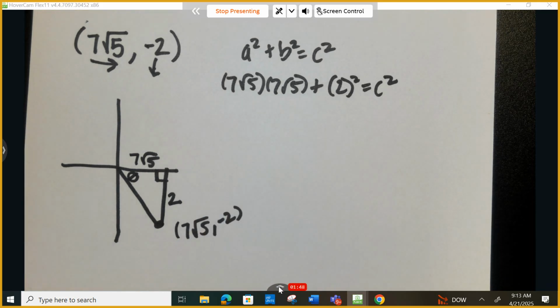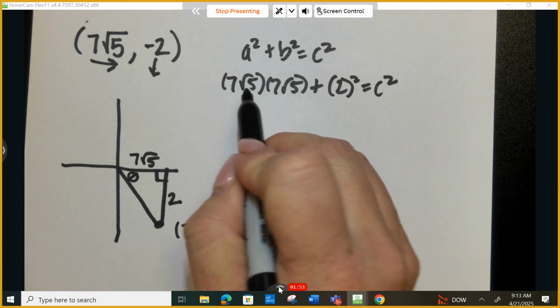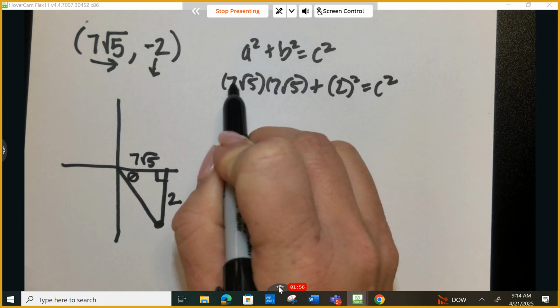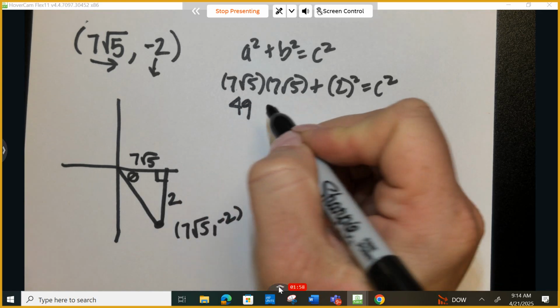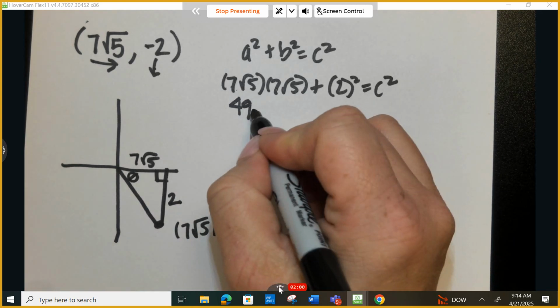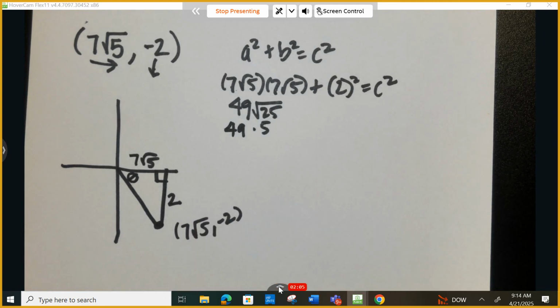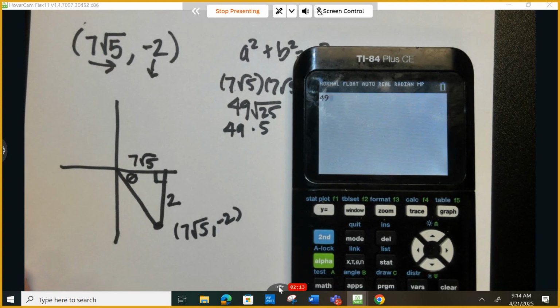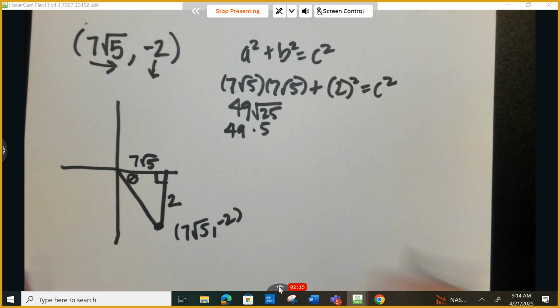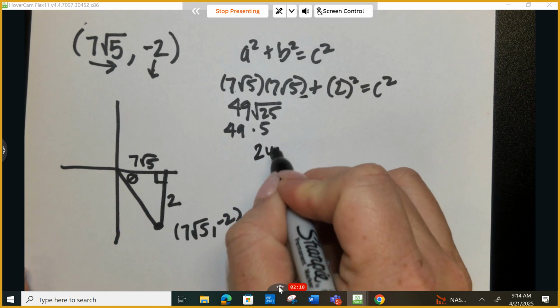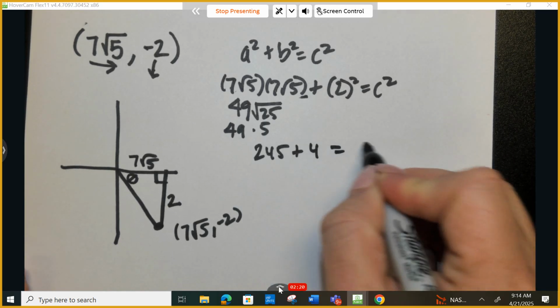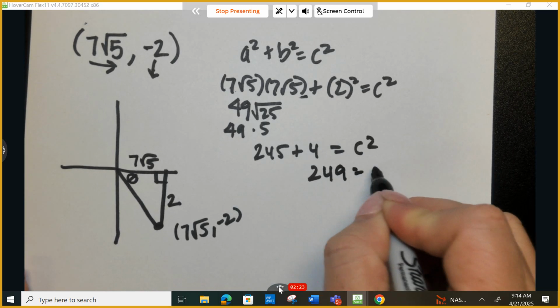Why I wrote this twice is for this reason. How do I take 7 square root of 5 and square it, or take it times itself? Twice. 7 times 7, they're like numbers. 7 times 7 is 49. And the square root of 5 times the square root of 5 is the square root of 25. Now I know the square root of 25 is 5. So what is 49 times 5? Grab your calculator, please. I think that may be 240, but I'm not sure. Let's check. It is an answer of 245. So this is going to be 245 on the left-hand side, and 2 squared is 4. So I end up with 249.